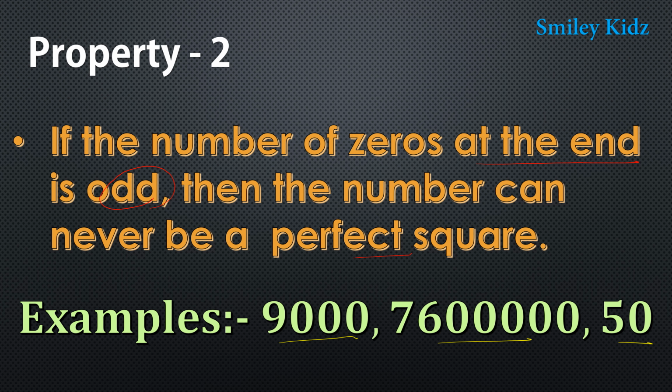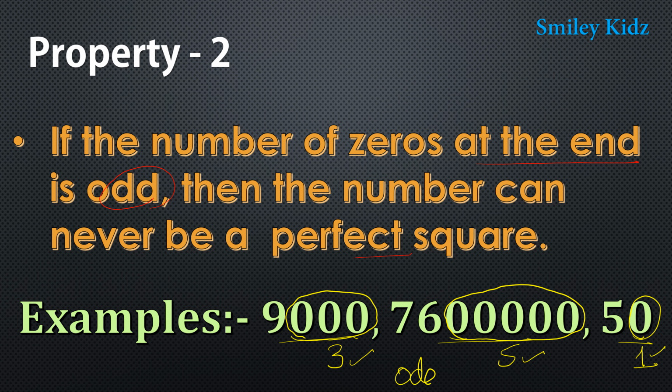Why are they not? Because here at the end we are having 3 zeros. And for this number we are having 5 zeros. And for this number we are having 1 zero. 3, 5 and 1 are odd numbers. And because they are odd numbers, the number 9,000, the number 76 lakh and the number 50 can never be a perfect square.